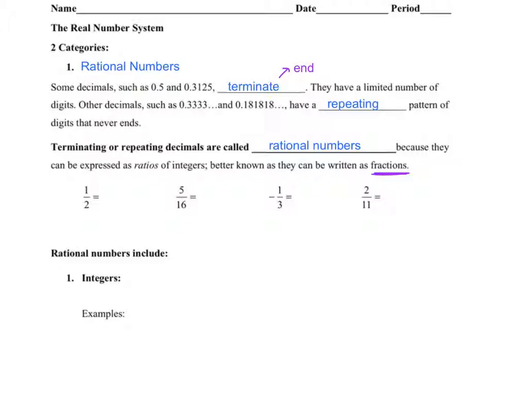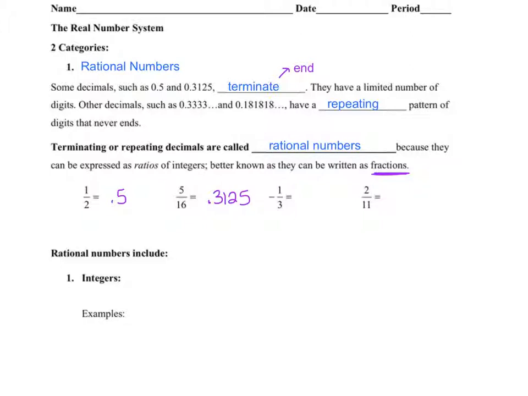We have 1/2. What is 1/2 as a decimal? It is 0.5. It ends, so therefore it is a rational number. The next one is 5/16. If we divide the numerator by the denominator, we get 0.3125. Again, it terminates, therefore it's a rational number.